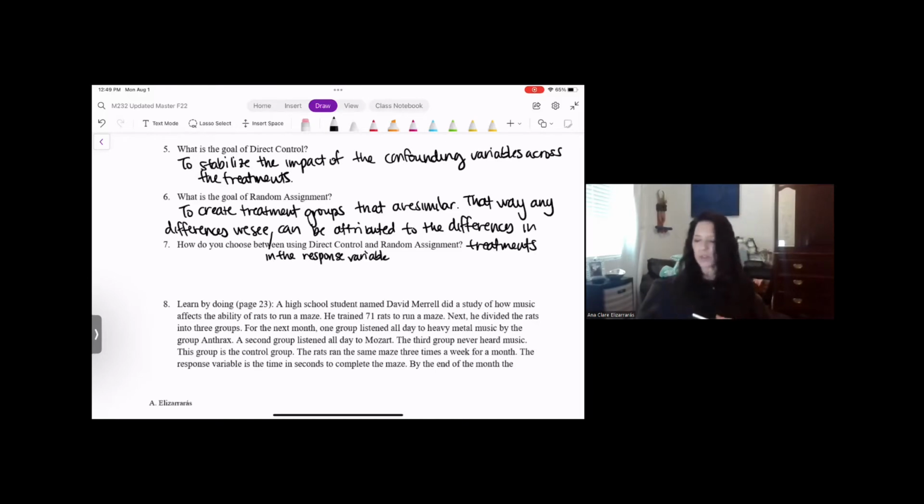So to create groups that are similar, and that way the differences that we see in the response variable, I should have added that in there, can be attributed to the differences in the treatments. And when I say treatments, if I'm talking about fertilizer, I would have fertilizer and not fertilizer. Those would be the treatments. How do you choose between direct control and random assignment? Well, when there are confounding variables that can't be controlled or are difficult to identify in advance, we're going to use random assignment. But if we can identify any confounding variables before we create the experiment, we want to go ahead and use direct control.